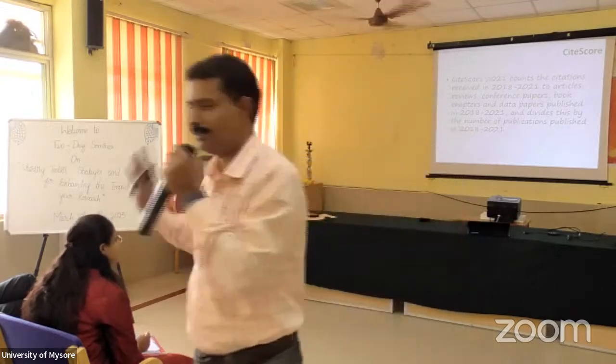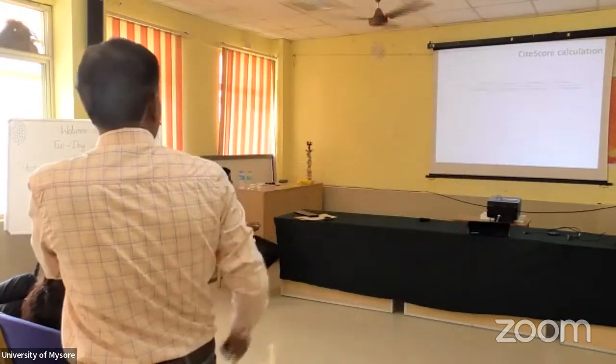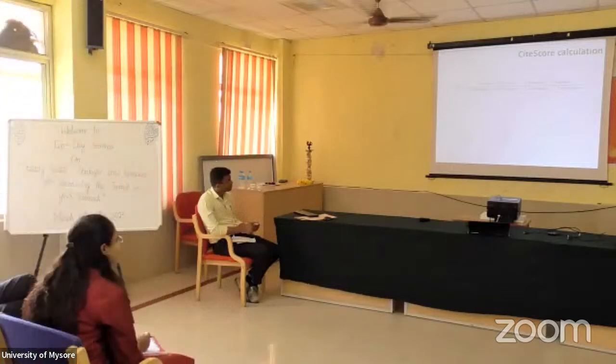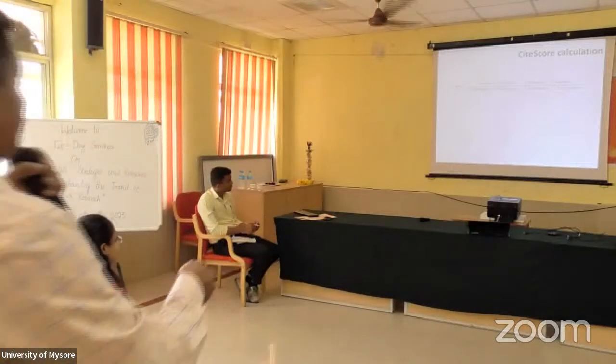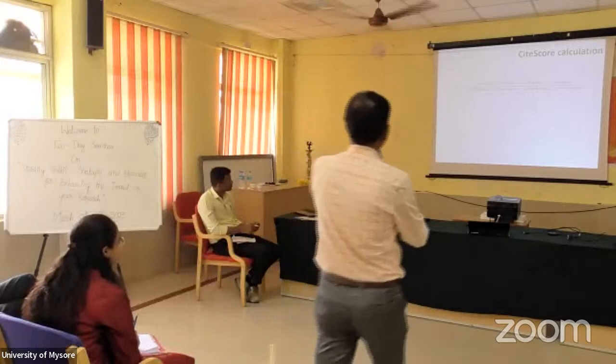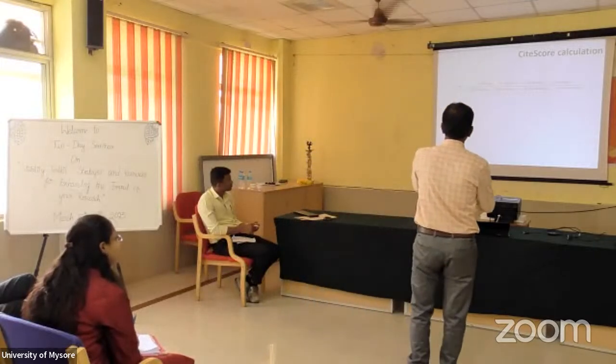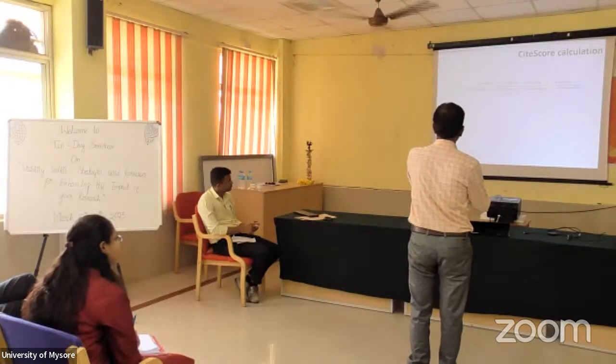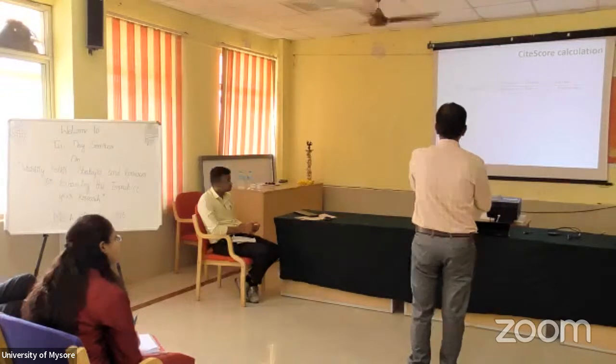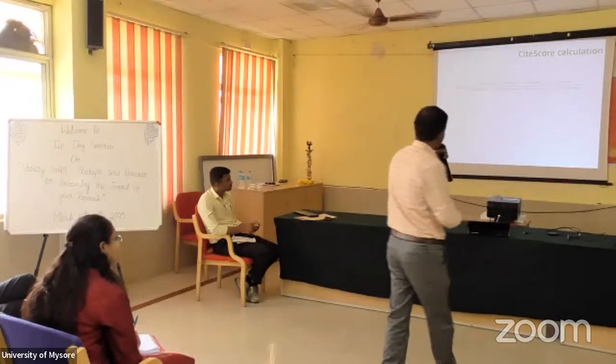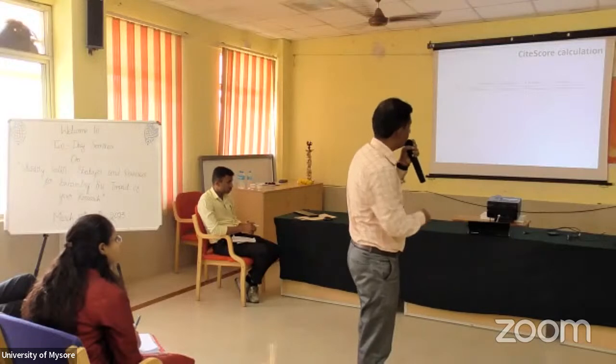Let us see the formula. See, the calculation. What is the calculation? It is equal to citations Y plus citations Y minus 1, citations Y minus 2, citations Y minus 3, divided by publications Y, publications Y minus 1, publications Y minus 2, publications Y minus 3.